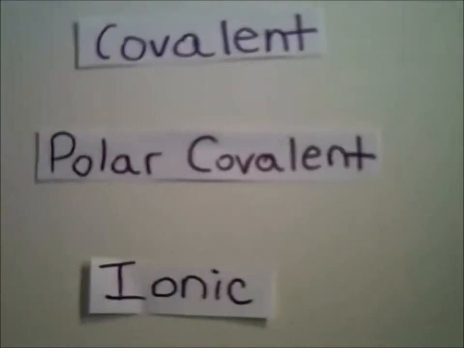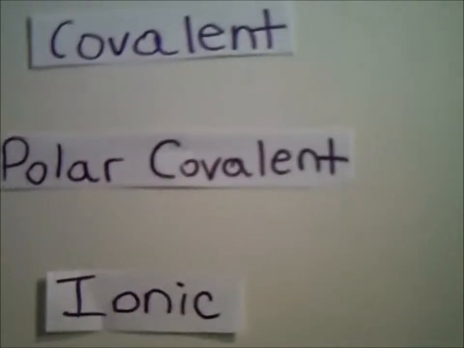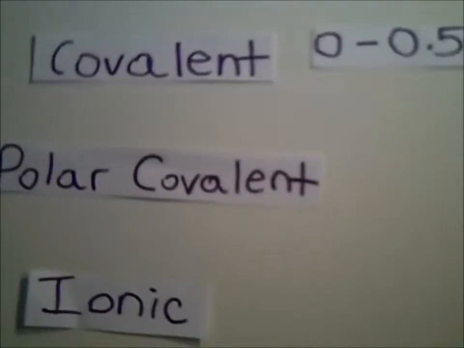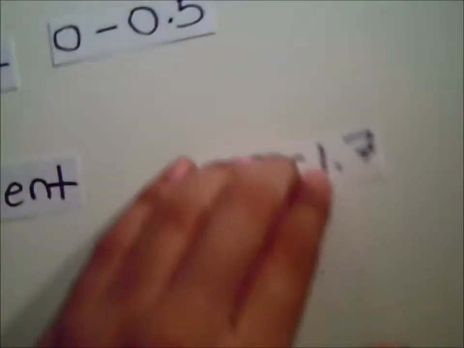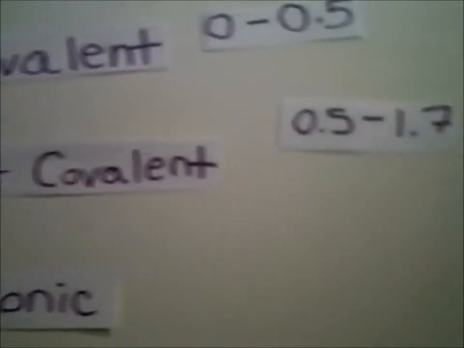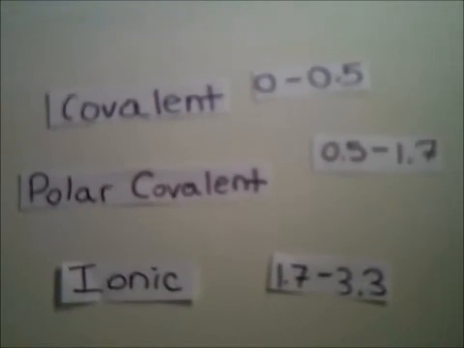You can determine the type of bond two elements are going to have by the differences in their electronegativity value. If the difference is between 0 and 0.5, it will be covalent. If the difference is between 0.5 and 1.7, it's going to be polar covalent. If the difference is between 1.7 and 3.3, it's going to be ionic.